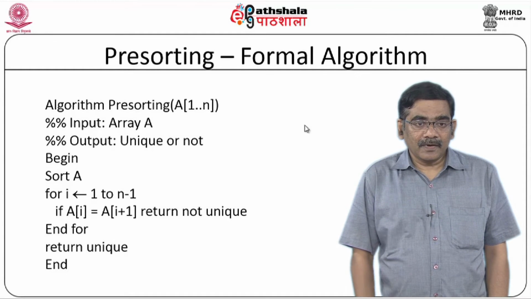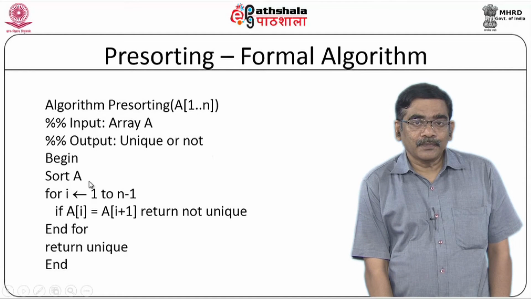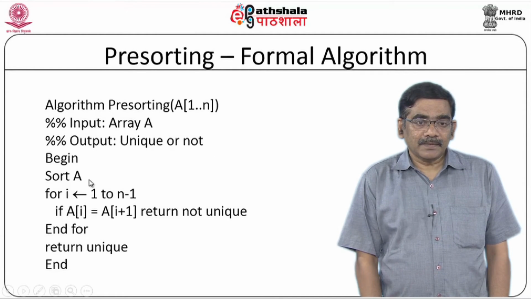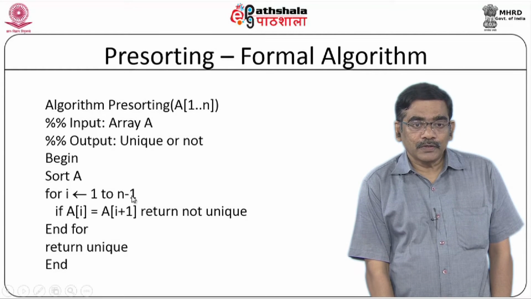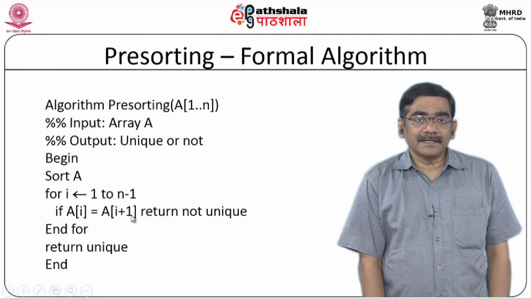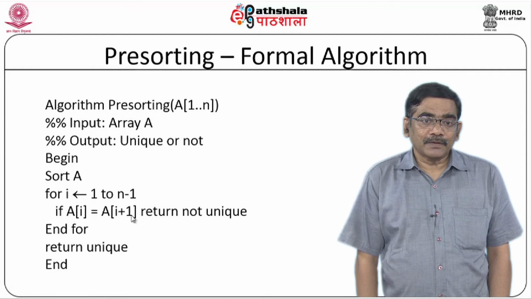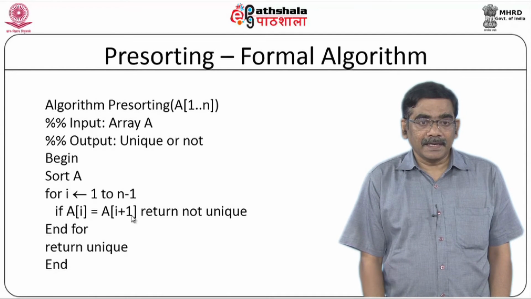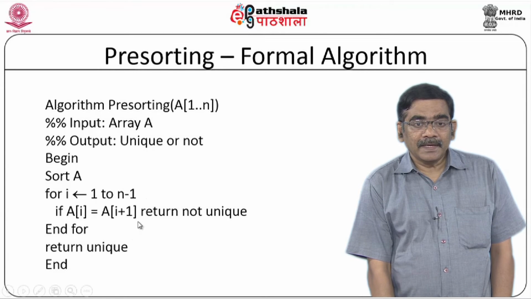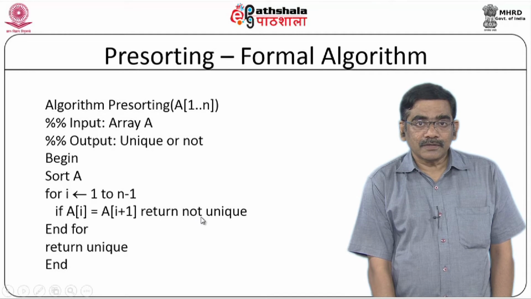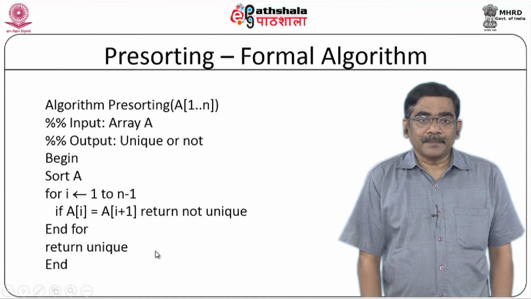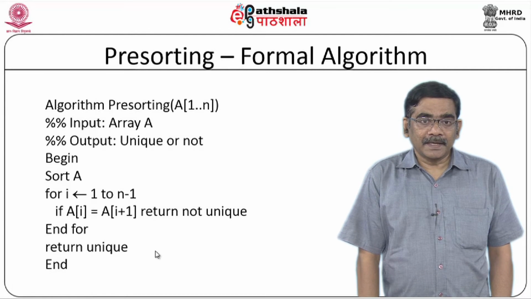In the first step of the algorithm, I am going to sort the list, then I start one loop from 1 to n minus 1, and since the elements are sorted, all I am going to do is check only the neighboring elements. If the neighboring elements are the same, then we send the message that the elements are not unique, otherwise we say that the elements are unique. So, this is the presorting algorithm for checking duplicates.